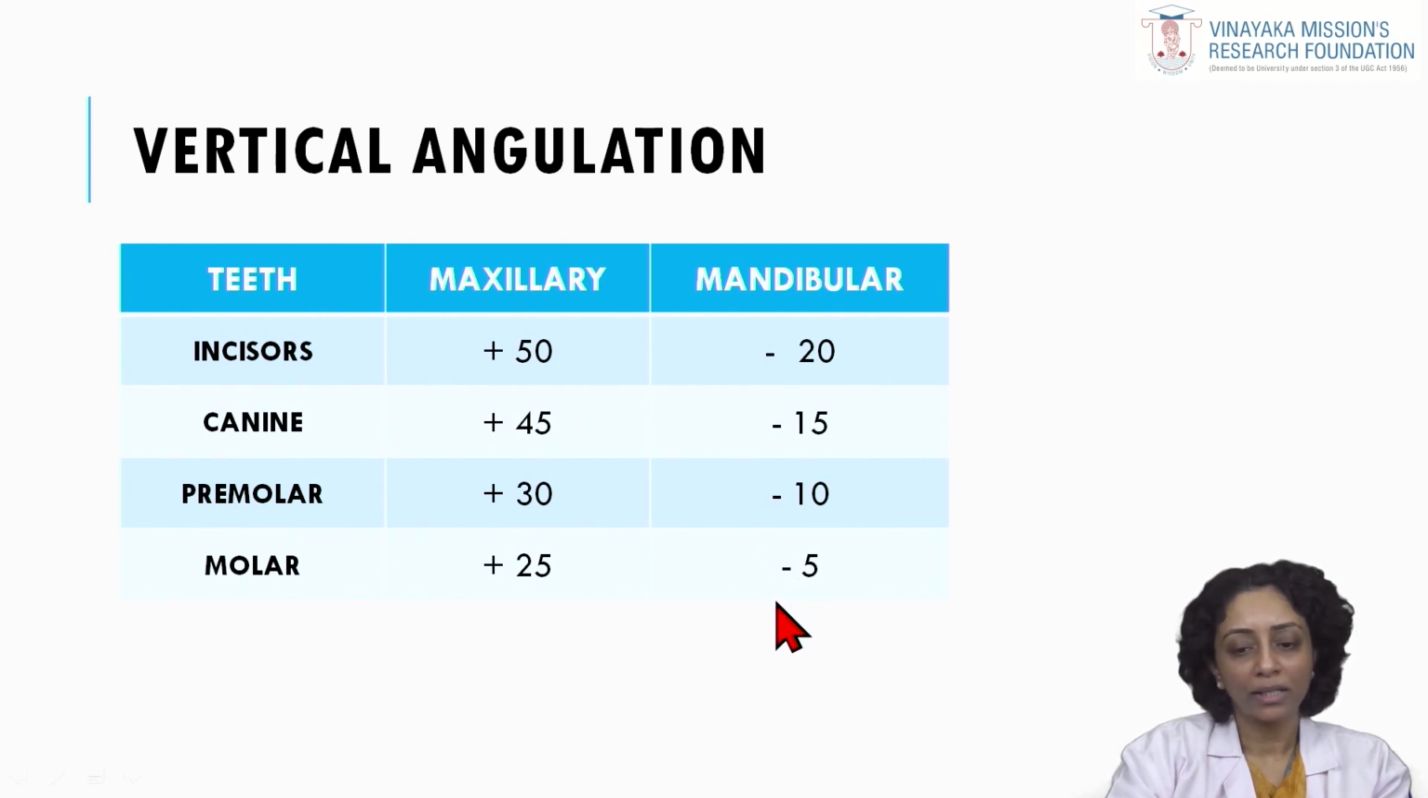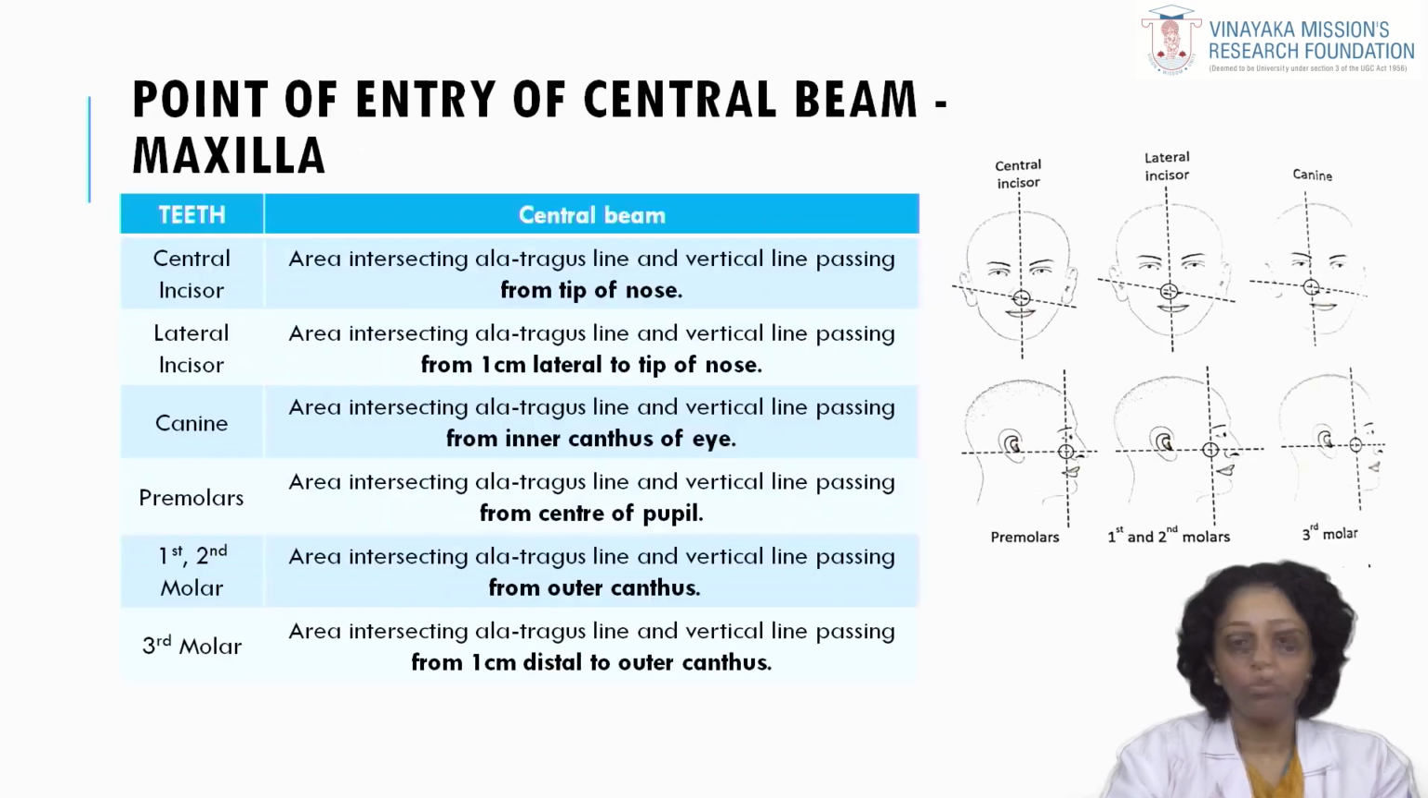So this vertical angulation is constant, and it is already prefabricated and calibrated in the machines. So before taking a radiograph, we can calibrate the positioning of the PID and focus on the area of interest. Now moving to the point of entry of the central beam for the maxilla. We read that vertical angulations are required. We fix the angulation at plus 50, plus 45.